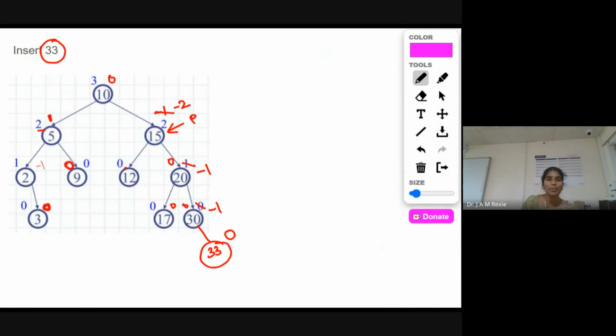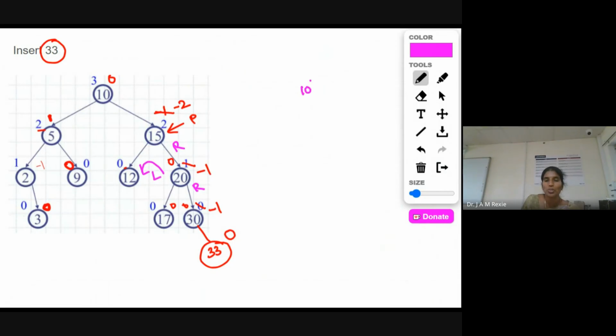So with respect to the pivot node, the insertion is done at the right side, right. So right of right, the insertion is done. Hence, we have to do a single left rotation. So single left rotation has to be done. Okay. So if I'm making the single left rotation, this is the pivot node. So only 20 and 15 will be altering.